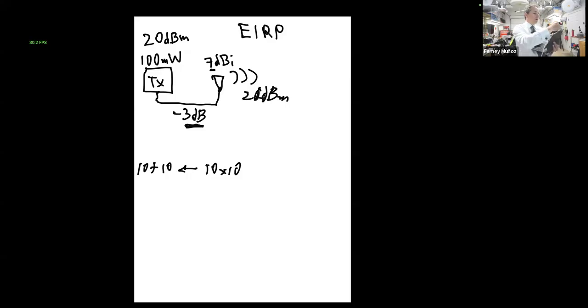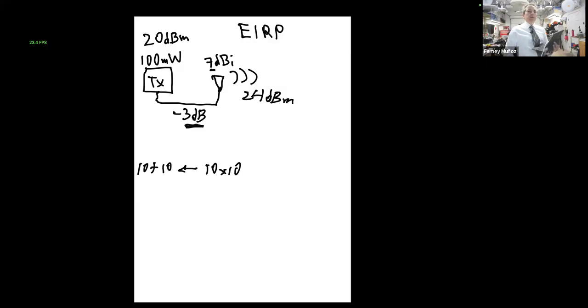Man, I'm just sloppy here. Let me just delete all this stuff. We have 24. That is the EIRP of the system. Okay. Now, how many milliwatts is this? We already did this one, but let's do it again.